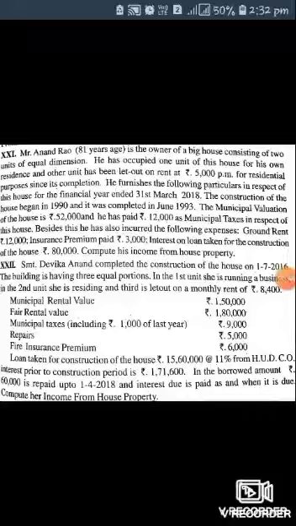The construction of the house began in 1990 and it was completed in June 1993. The municipal valuation of the house is 52,000 and he paid 12,000 municipal taxes in respect of this house. Besides, he has also incurred the following expenses: ground rent 12,000, insurance premium paid 3,000, interest on loan taken for the construction of the house 80,000. We are asked to compute his income from house property.